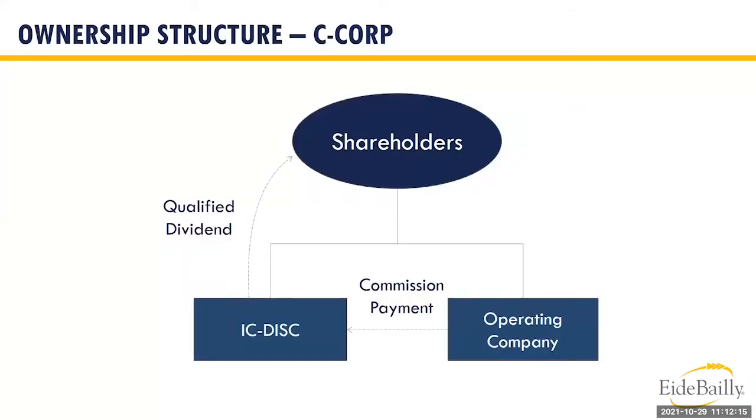So let's look at a C-Corp structure. If our operating company is a C-Corp, the C-Corp doesn't get the benefit of reduced capital gain tax rates like an individual does. So because of that, it doesn't really make sense to set the IC-DISC up as a subsidiary to a C-Corp operating company. Instead, you would want to have that IC-DISC directly owned by the shareholders of the operating company.